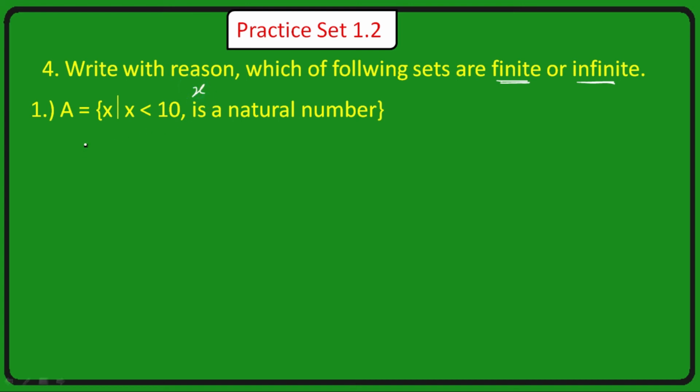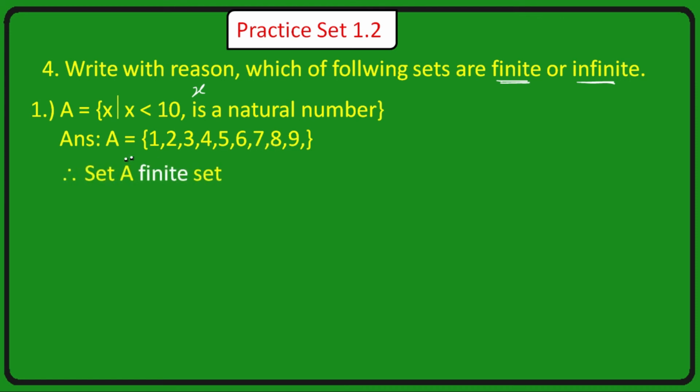Note that if we write the set A by the listing method, we get A containing 1, 2, 3, 4, 5, 6, 7, 8, 9, not 10, because 10 is not less than 10. Hence 10 is not a member of our set A. Here the elements are countable. There are 9 elements, hence definitely it is a finite set. So we can say that set A is a finite set.